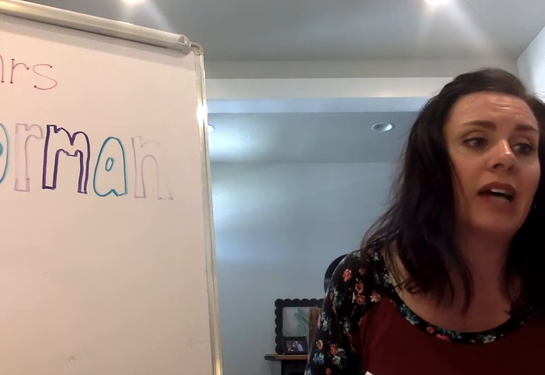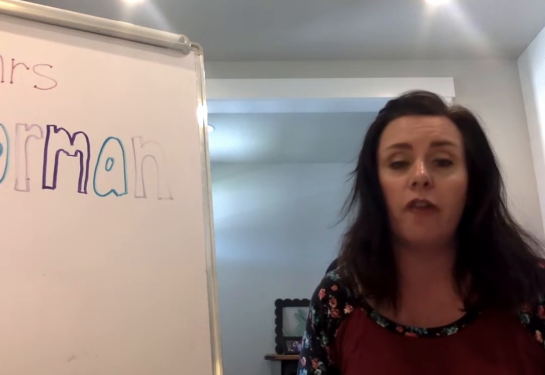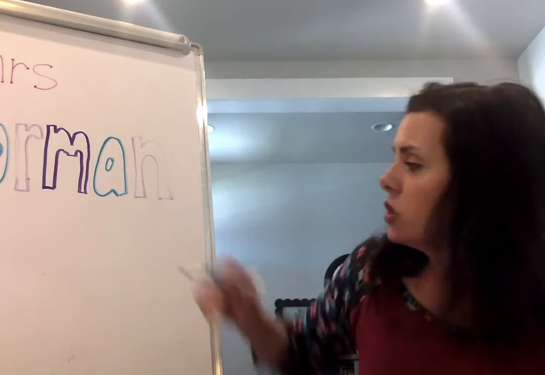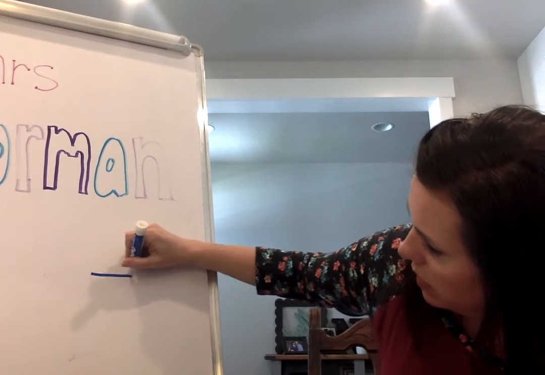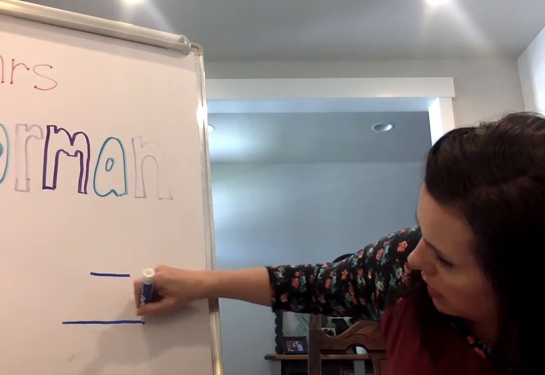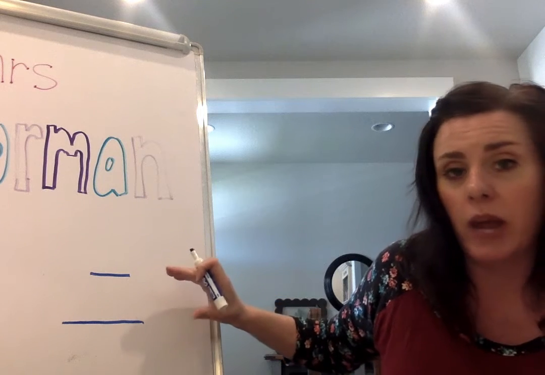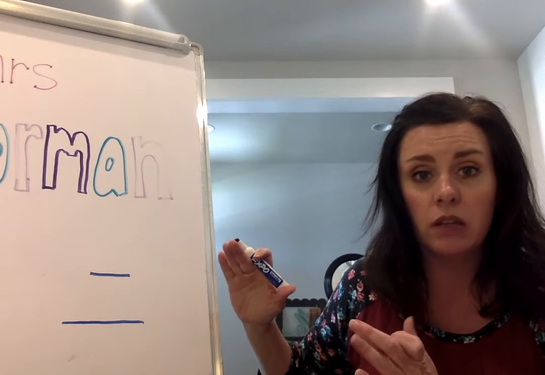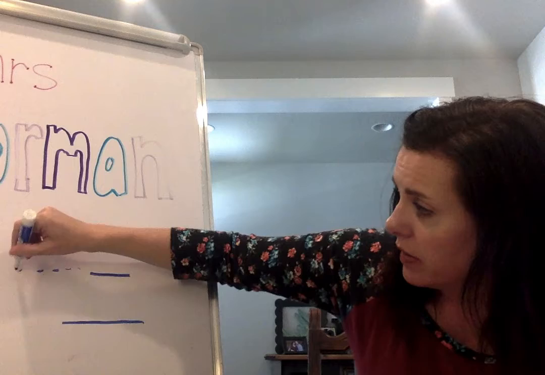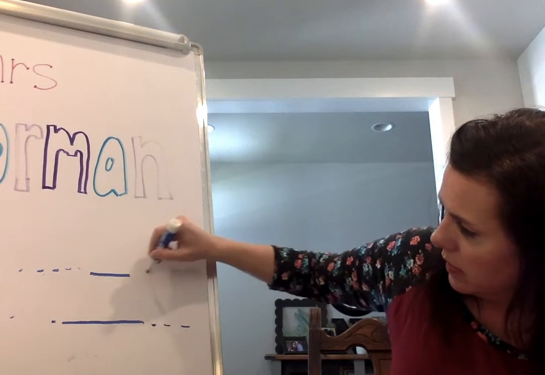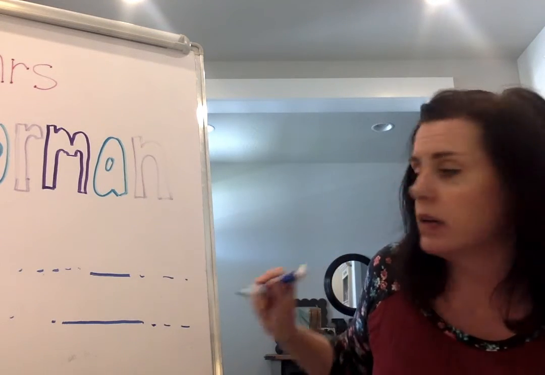Okay, last but not least is a trapezoid. A trapezoid has one pair of parallel sides. So these two lines are parallel, right? They are never going to meet. If they kept going forever, they will never meet, right?